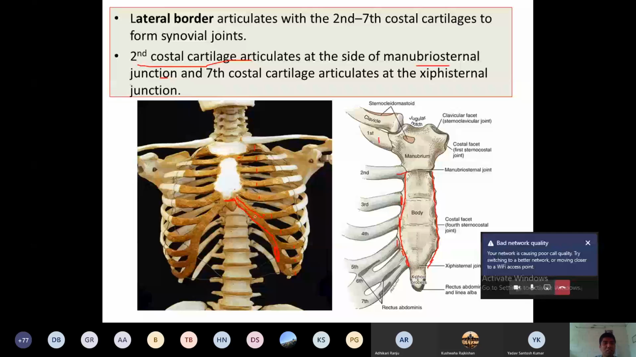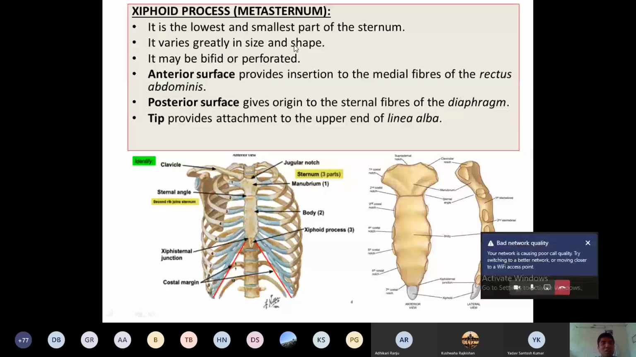After this, come to the xiphoid process briefly. The xiphoid process is the lowest and smallest part of the sternum. Here you can see, this one is the xiphoid process. The lowest and smallest part of the sternum is the xiphoid process. It varies greatly in size and shape. It is not constant in shape and size. It may be bifid or perforated.